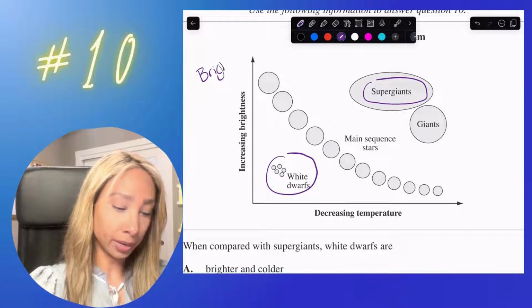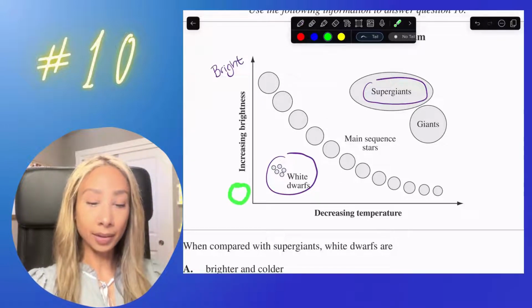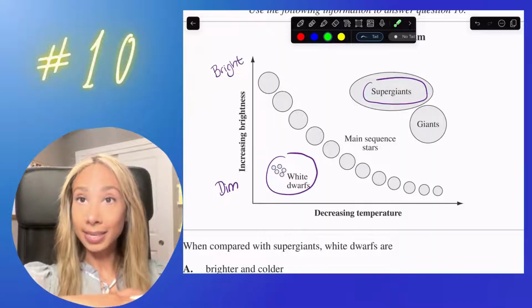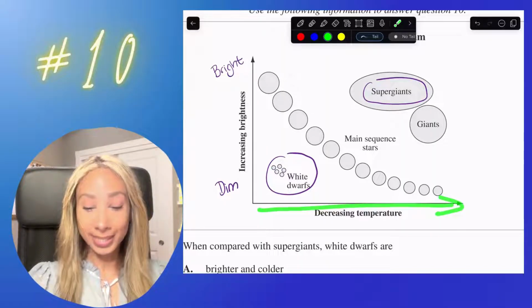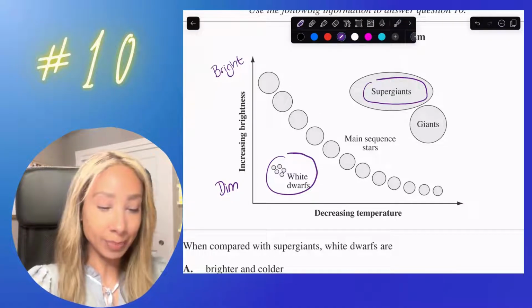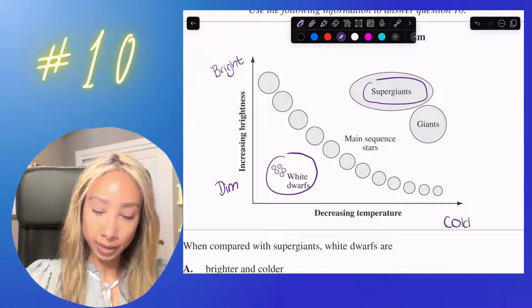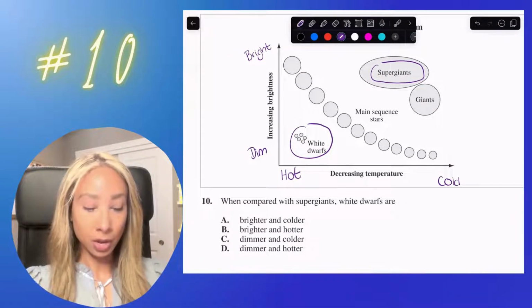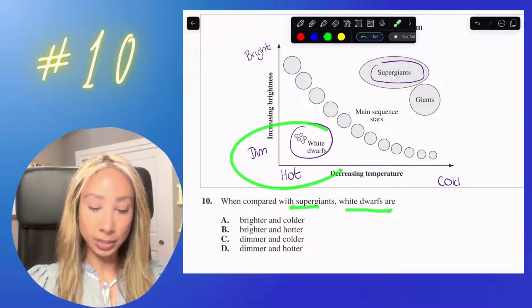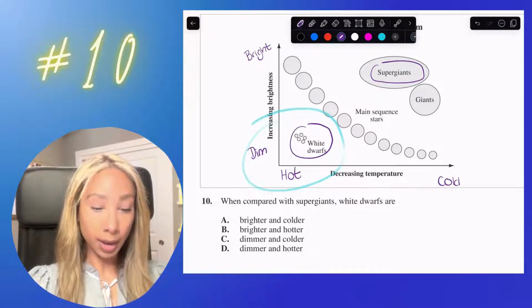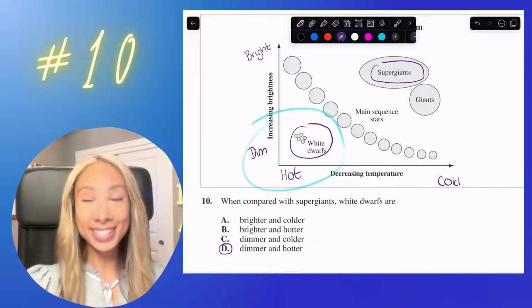I'm going to write down here would be our brighter stars. And that means at the bottom here, this would be where more of our dim stars are. Now, same thing on the x-axis, but we're looking at temperature. We've got decreasing temperature, okay? So the more right we go, the more decreased the temperature is, or the more cold it is. So we're going to have our cold temperatures here and our hotter temperatures here. So now let's make our comparison. Compared with supergiants, white dwarfs are going to be lying around here. I'll just circle that there. So this means our white dwarfs are going to be dimmer and hotter. So our answer for this one is going to be D.